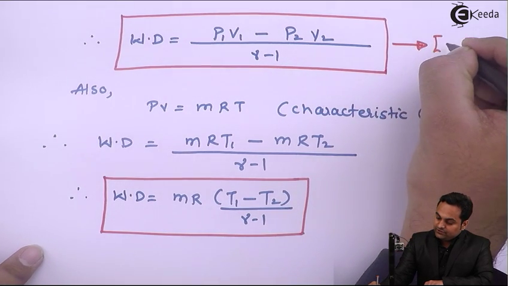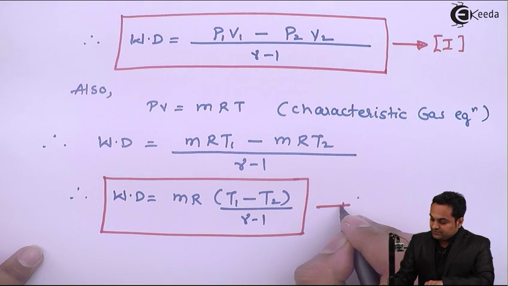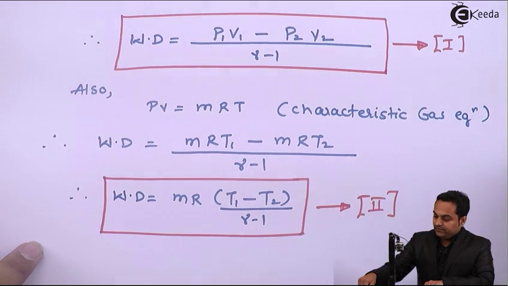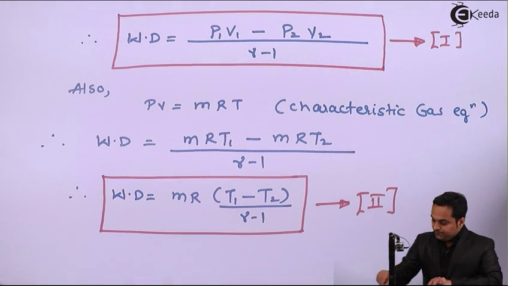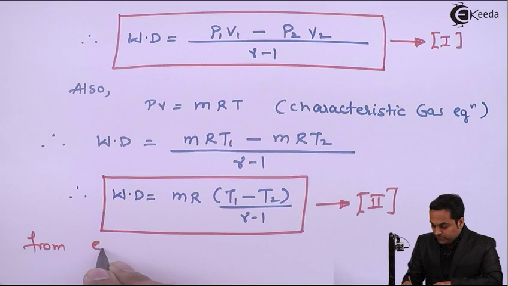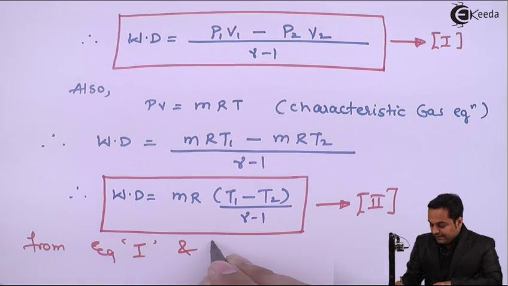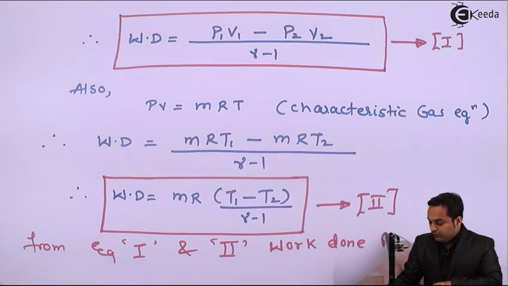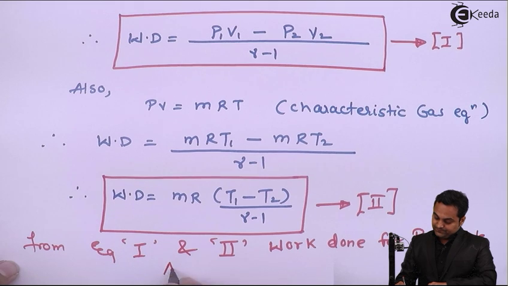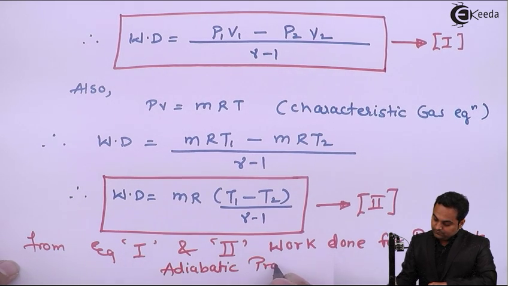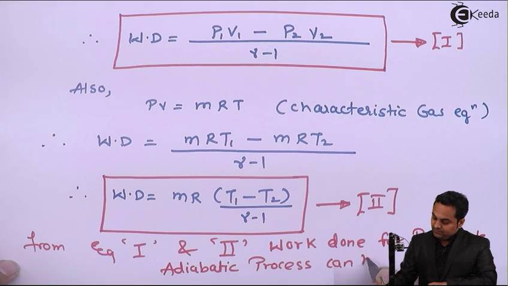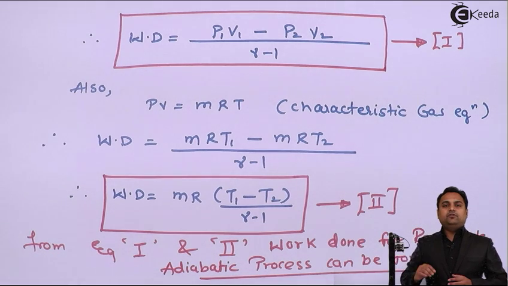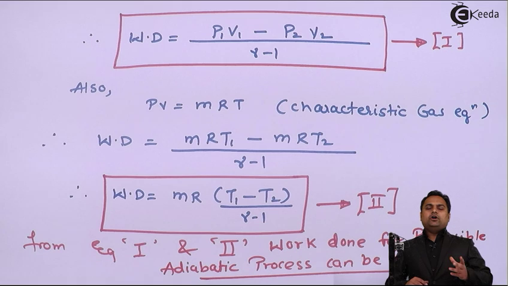So I'll call this as equation capital 1. Here this is capital 2. So I can say that from equation 1 and 2, work done for reversible adiabatic process can be found out. So this is the formula of work done in case of reversible adiabatic or isentropic process.